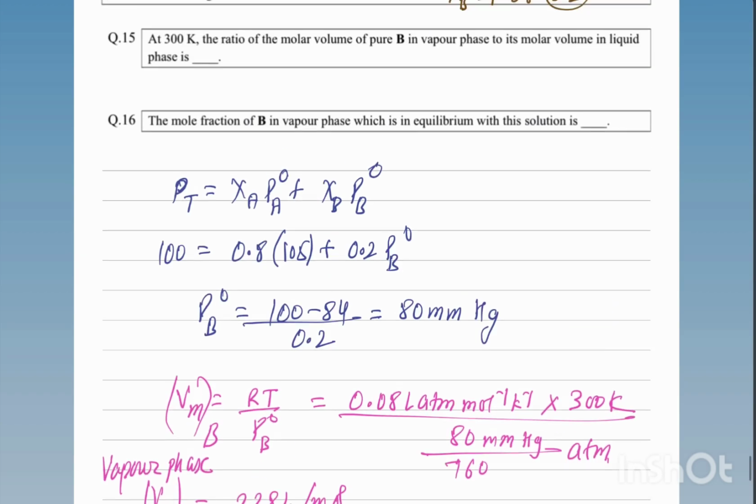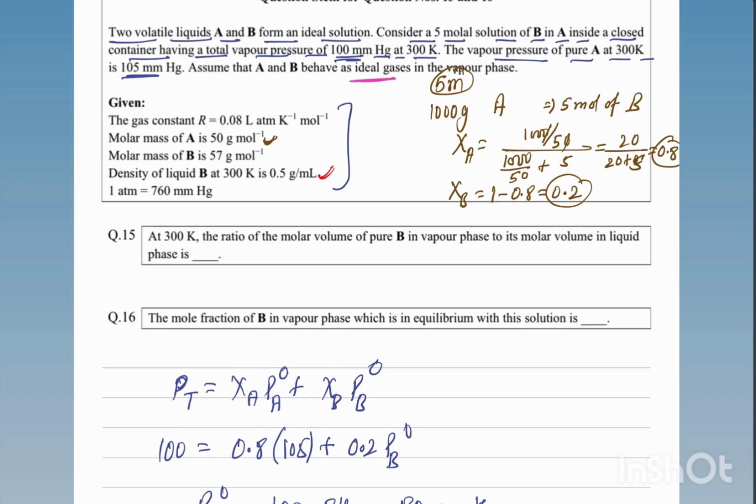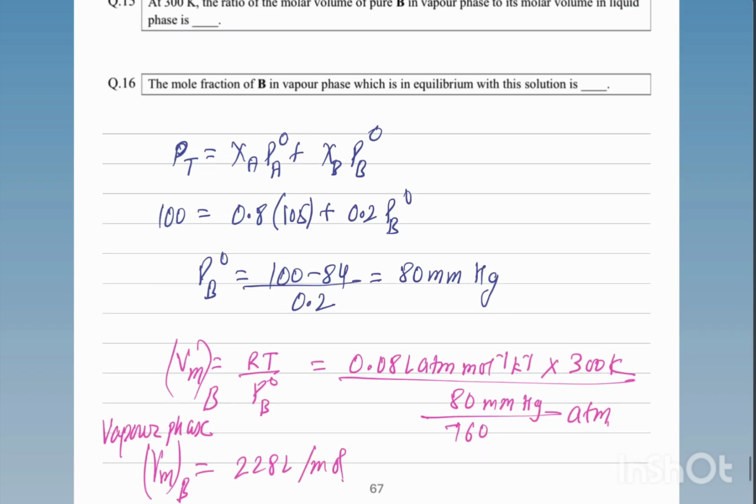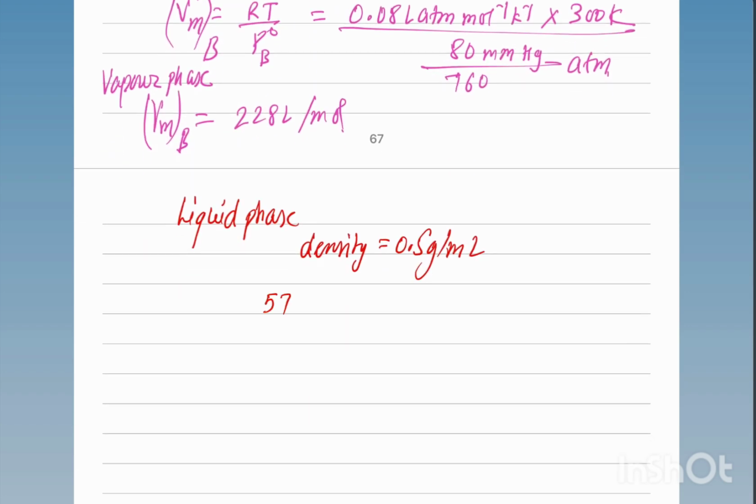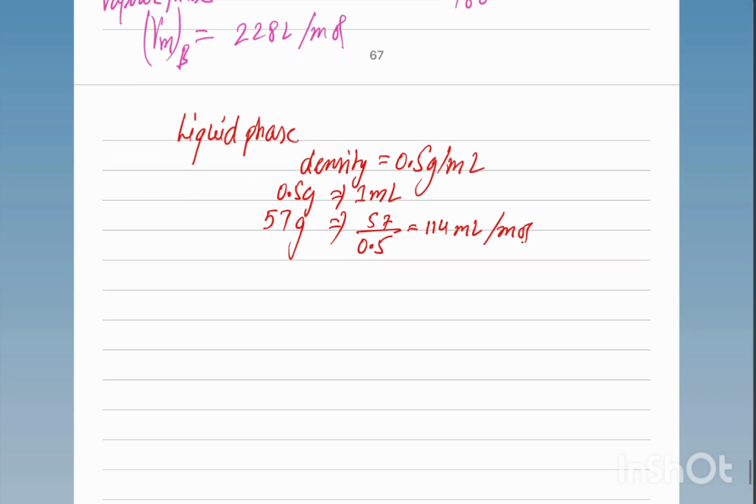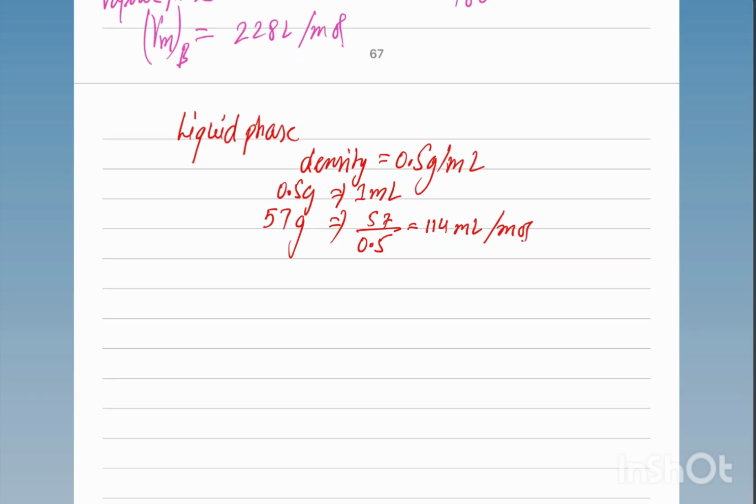So now we know here that the molar mass of B is 57. Molar mass means the mass of 1 mole, 57 gram, and we know from the density that 0.5 gram is equal to 1 ml. So 57 gram will be equal to 57 by 0.5, which is equal to 114 ml per mole. This volume is the molar volume in the liquid phase of B.